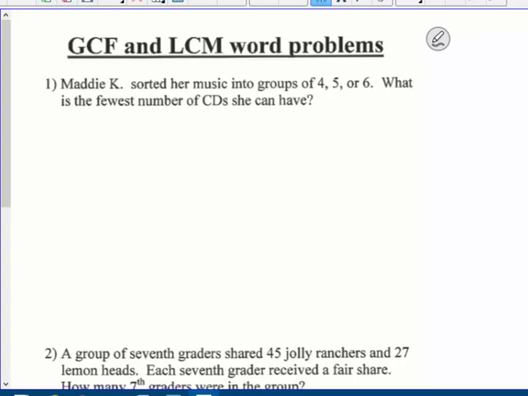Maddie sorted her music into groups of 4, 5, or 6. What is the fewest number of CDs that she can have? Fewest and least kind of go together. I'm sorting them into groups, so she has a bunch of them. What's the fewest number that she can have? This is a least common multiple problem. So what is the LCM of 4, 5, and 6?